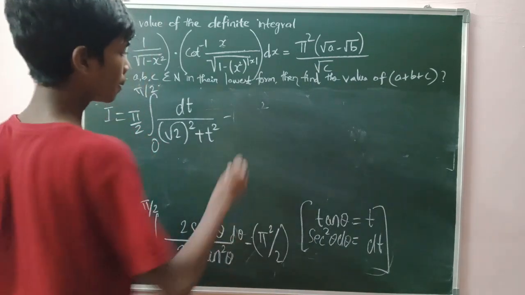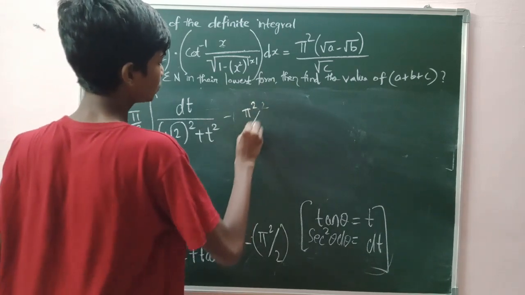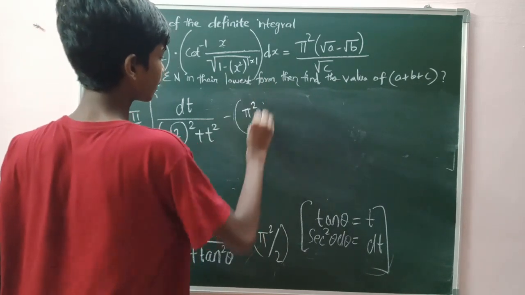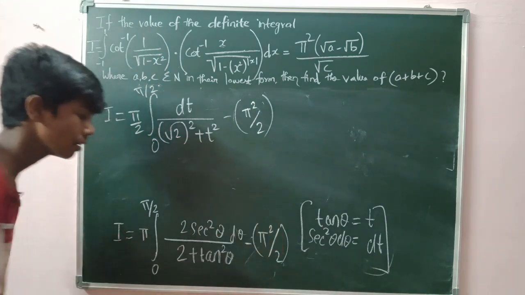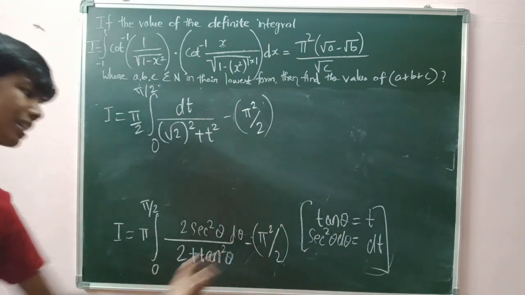It will be pi square by 2. Okay, so this is all it. So this is the integral we are having, that is minus of pi square by 2. This particular integral minus pi square by 2.